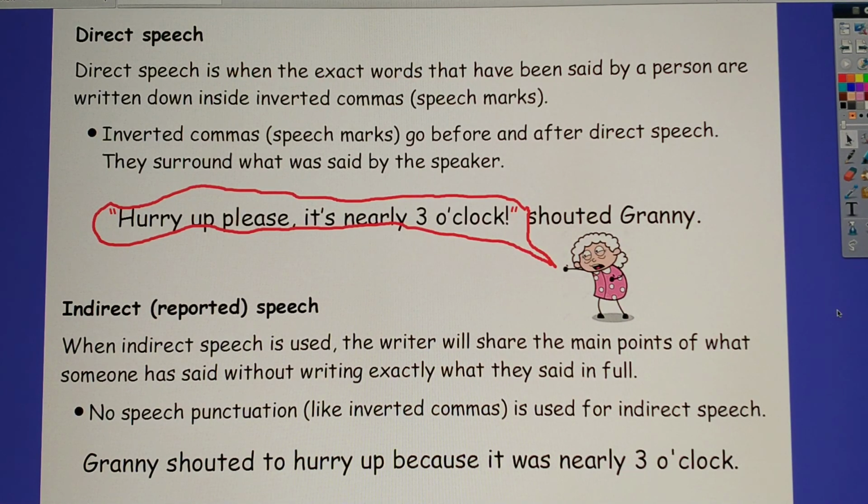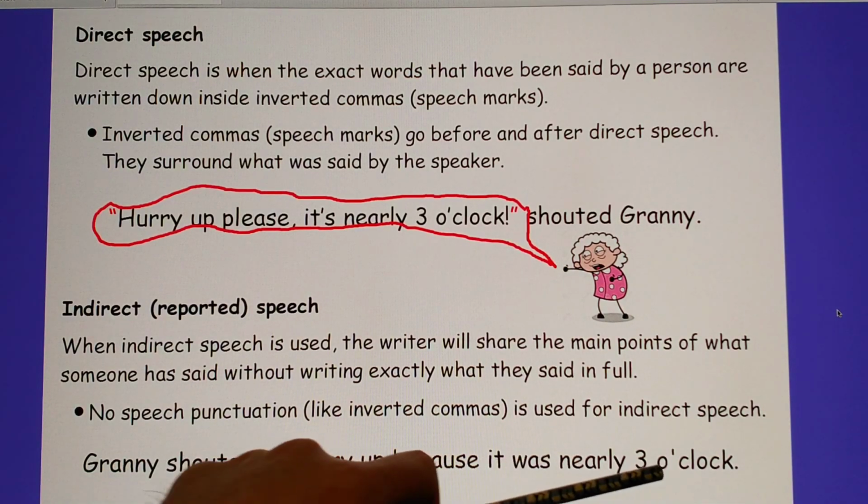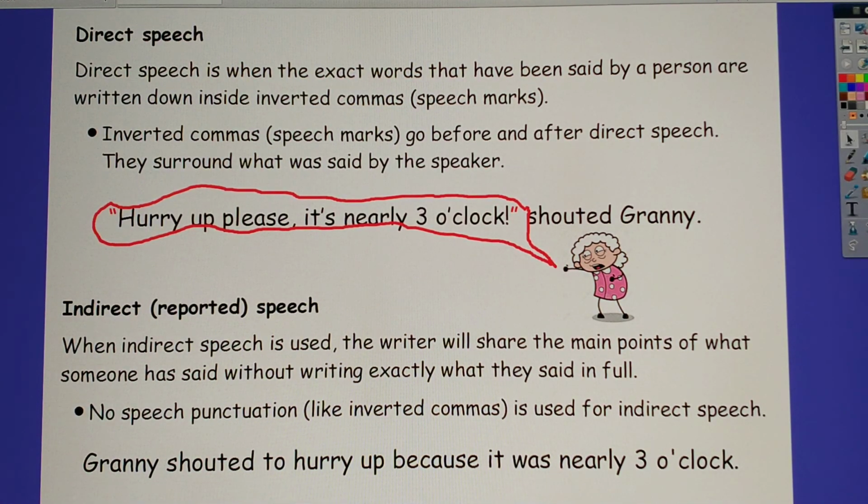Now, indirect speech or reported speech is when speech is being used and the main points have been said, but there's no punctuation because it's not been written exactly as the person has said it. So it's the same sentence here, the same information's been said, but it's not exactly what Granny said, because it says Granny shouted to hurry up because it was nearly 3 o'clock. So this is reported speech. This one here is direct speech.